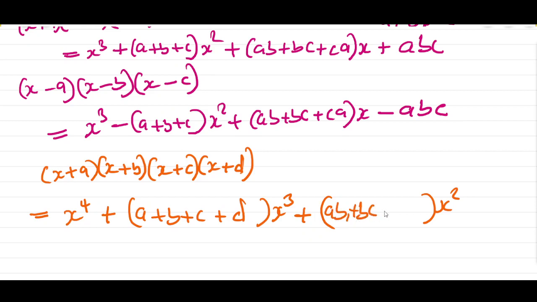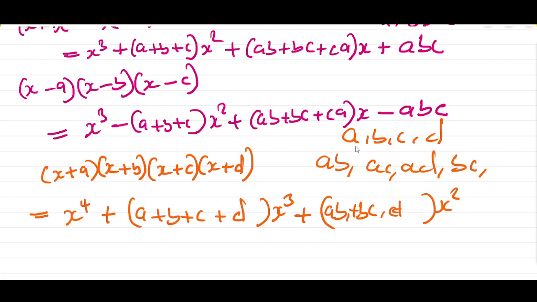bc plus cd. We have to get these 4 terms a, b, c, d and form the partial products taking 2 at a time. So you have ab, you can get ac, you can get ad, you can get bc. Just take 2 at a time, but don't repeat the product. Of course, ab and ba are the same thing, so we cannot take both ab and ba. So that's how we get here, and we can continue like that. You can just work it out for yourself. So that's how we expand this thing out.